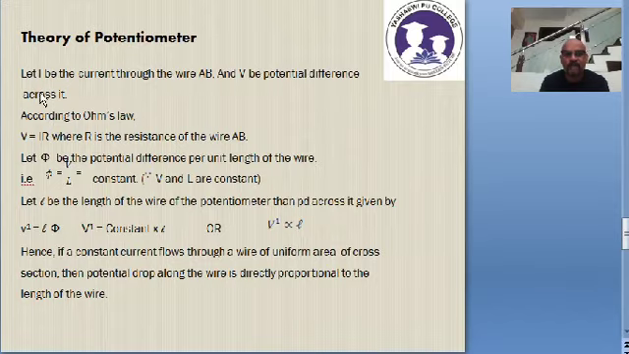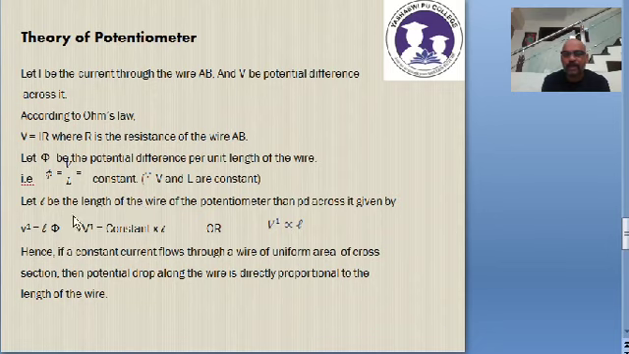Now just imagine I is the current flowing through the wire, and V is the potential difference across it. According to Ohm's law, V is equal to IR, where R is the resistance of the wire, and phi is the potential difference per unit length of the wire. Then phi is equal to V divided by L, potential difference per unit length, similar to electric field intensity. And this phi equal to V by L is constant.